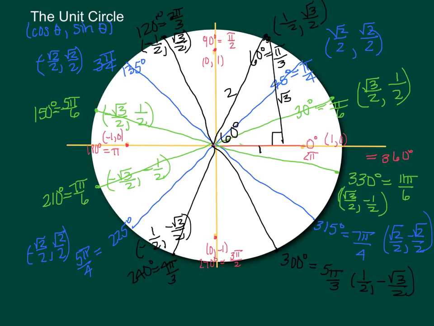And I'll teach you some other tricks to help you remember. But for right now, that is how your unit circle looks with the degrees, the radians, and the coordinates.